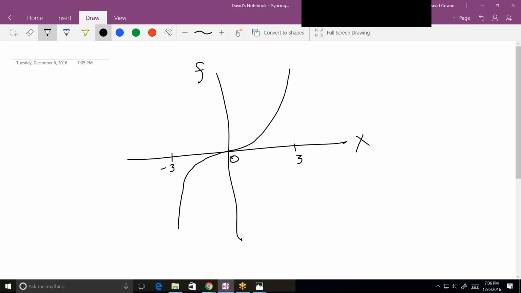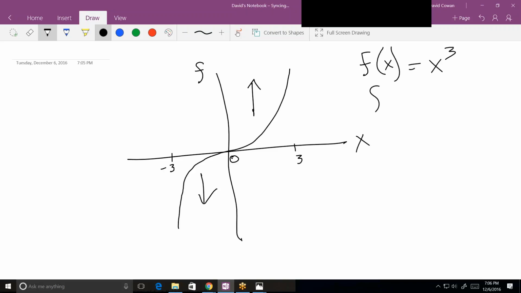Now, that means if this is concave down and this is concave up, there's got to be an inflection point. You cannot change concavity without having an inflection point. Where do you think it is here? Right at 0. Yeah. Remember what this function is. f of x equals x cubed. So f prime of x equals 3x squared, and f double prime of x equals 6x.